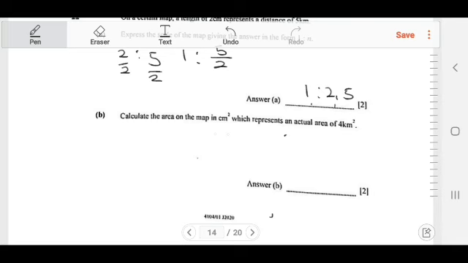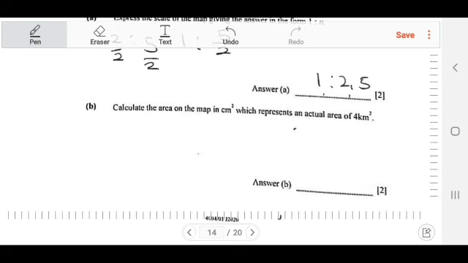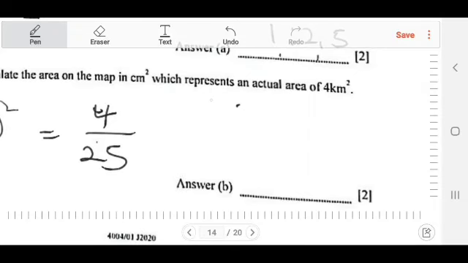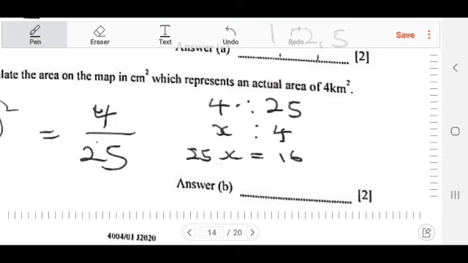Then b, calculate the area on the map in square centimeters which represents an actual area of 4 square kilometers. So we said our ratio is 2 over 5, so you square that. If you want the ratio of areas, you square the ratio of lengths. So you are going to get 4 over 25. Having that one, you can now say 4 represents 25 and x represents 4. You cross multiply there and get 25x equals 16. Dividing by 25, you get x equals 0.6.